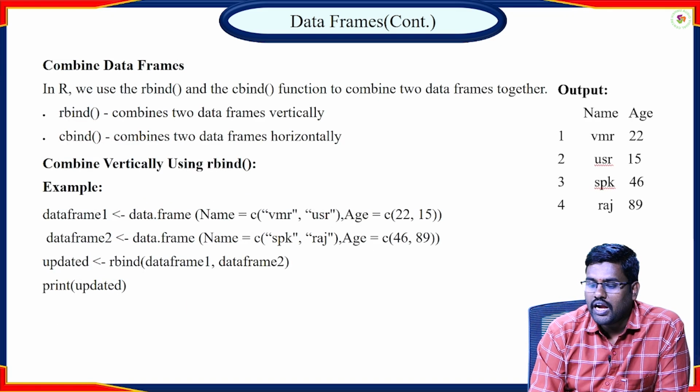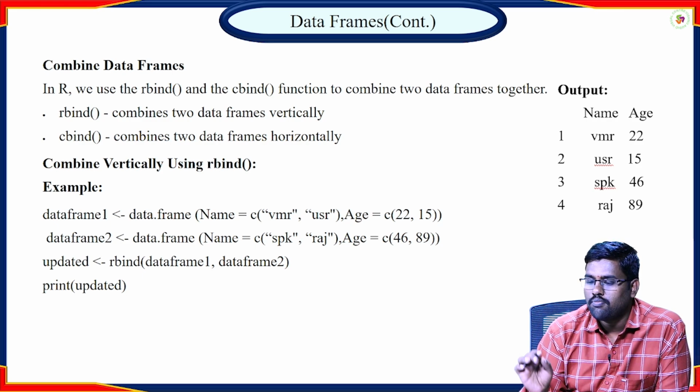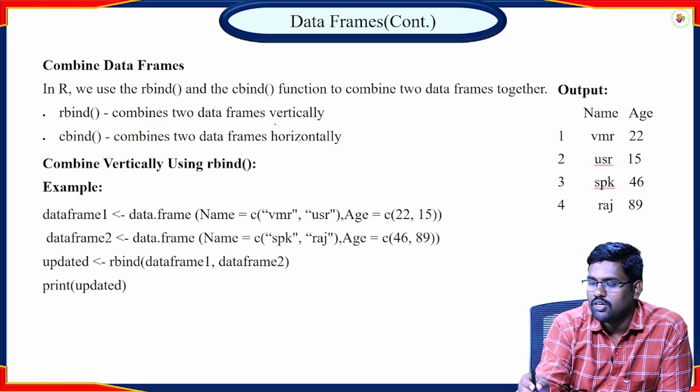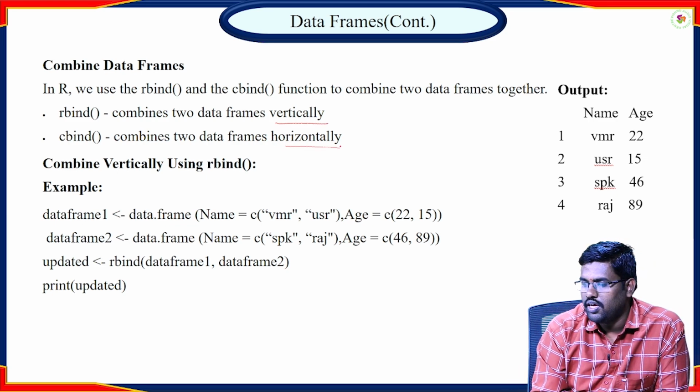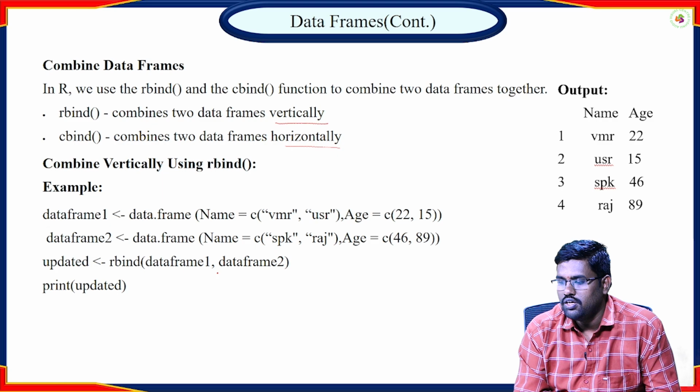Now combining data frames. Combining data frames means 2 frames are combined vertically if you are using rbind. And if you are combining 2 data frames horizontally, you use cbind. So now see here. Data frame 1 and data frame 2 are given. rbind of data frame 1 comma data frame 2. So first see this example.